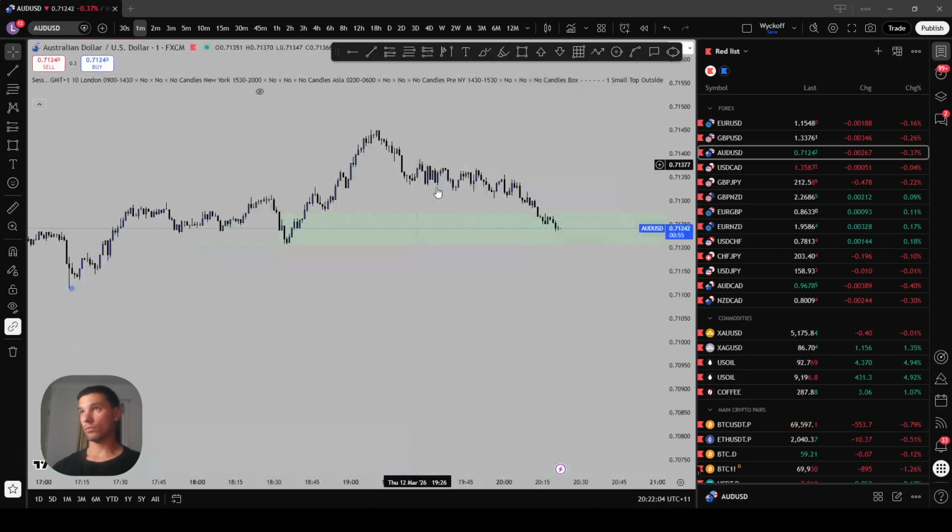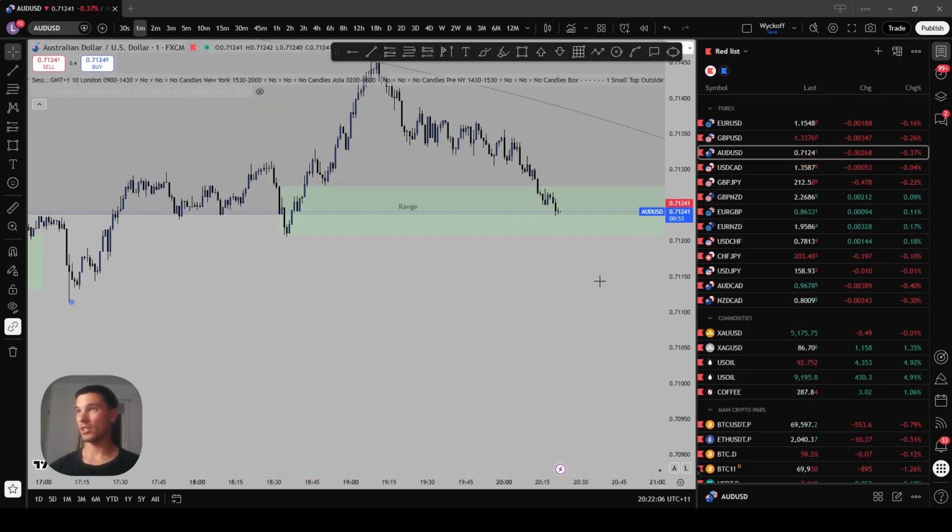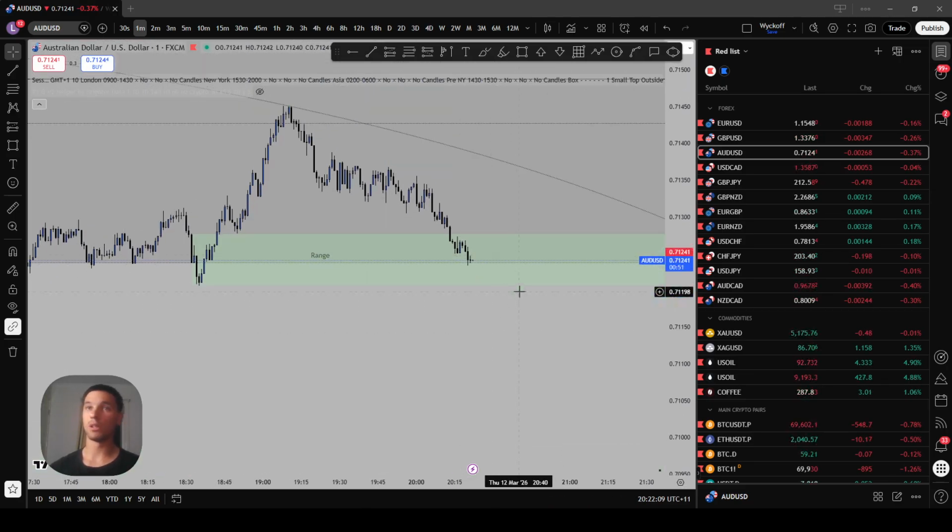We are now slowly moving through this demand. It's becoming less and less likely for me to take this long. For now, I'll still wait and see what happens. But I'm not really liking this range at the moment.